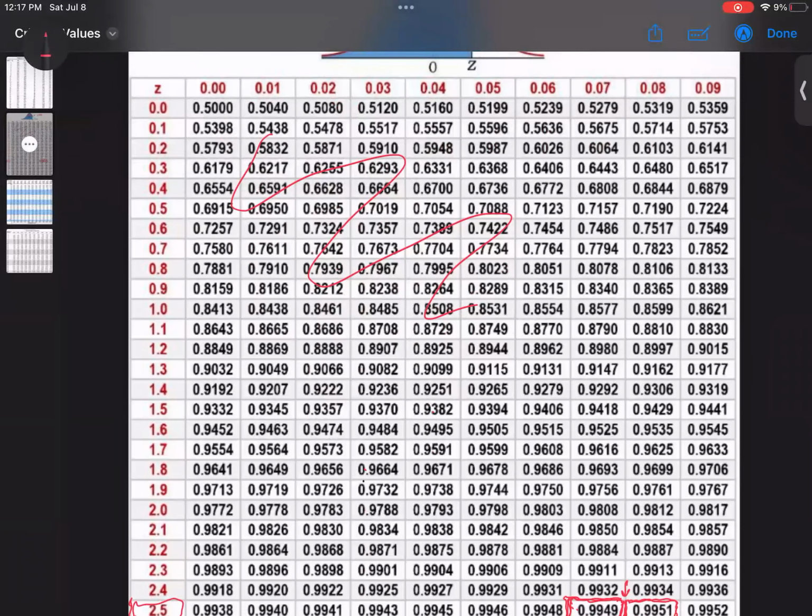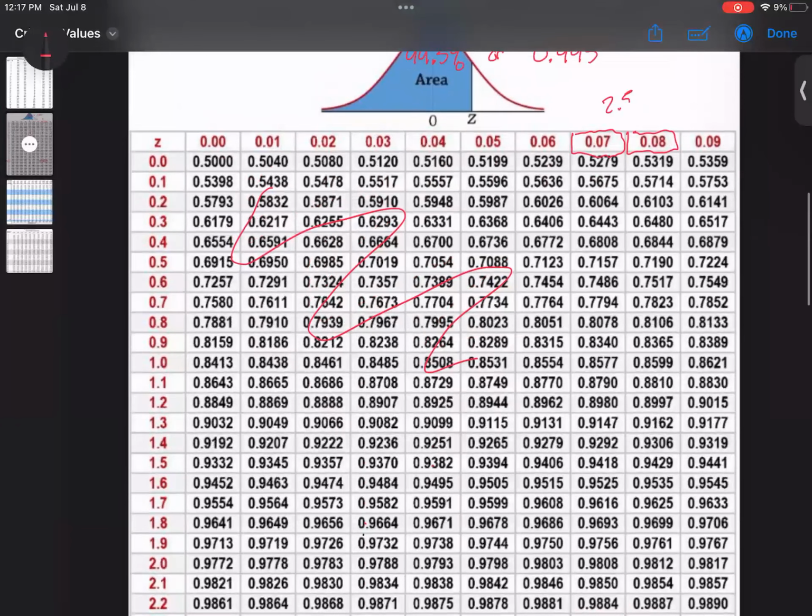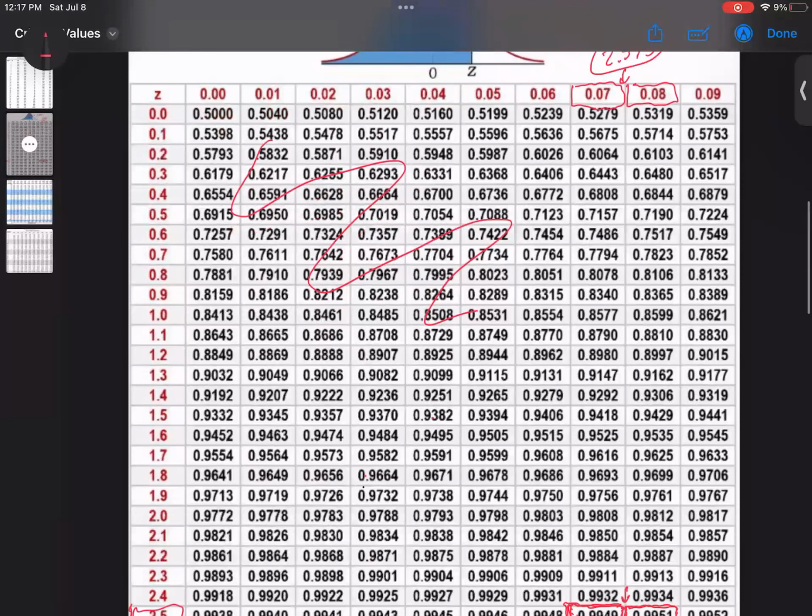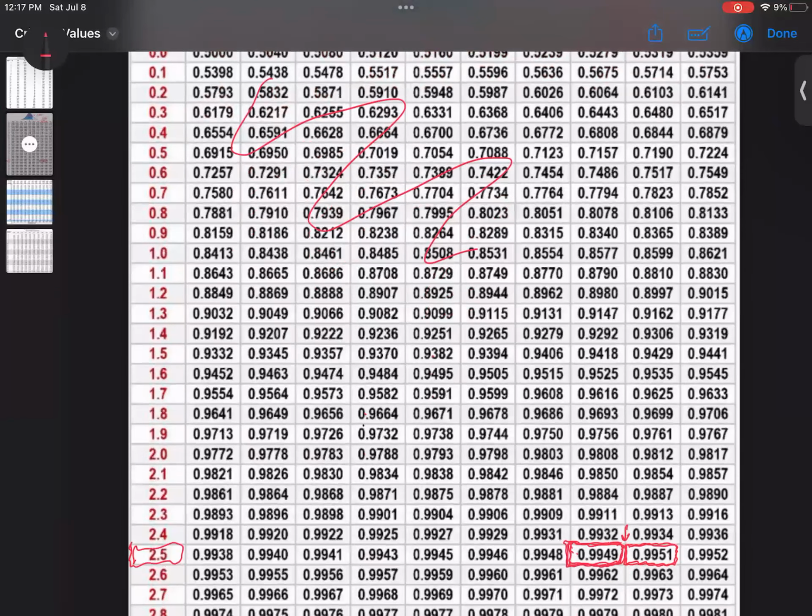What's the third decimal place or second decimal place? 2.57. The next one will be 2.58. So the one right in the middle there is 2.575. Right? These tables are just estimates anyway. So the z-value of 2.575 is probably very, very close to the z-value that has exactly 99.5% of the area to the left of it. So the z-value that we're looking for is 2.575.